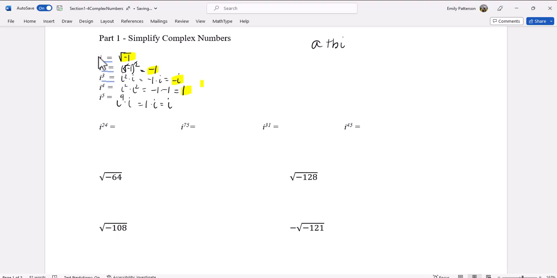And then again, we can cycle through it all. i to the sixth is the same as i to the fourth multiplied by i squared. Again, i to the fourth is 1, and i squared is -1, so 1 times -1 is -1. i to the seventh is the same as i to the fourth multiplied by i cubed, so we have 1 times -i, which is -i. And then i to the eighth is i to the fourth multiplied by i to the fourth, so 1 times 1, which is 1.